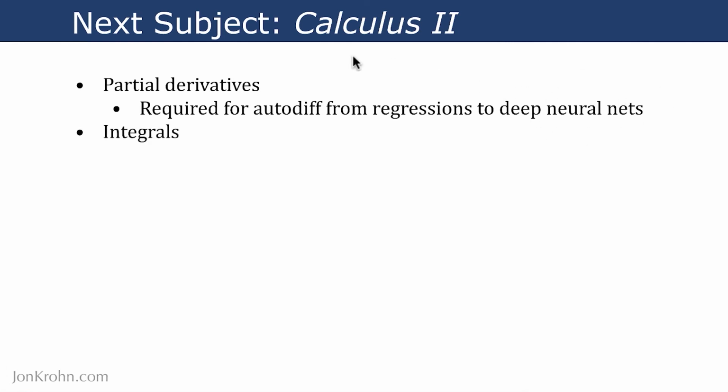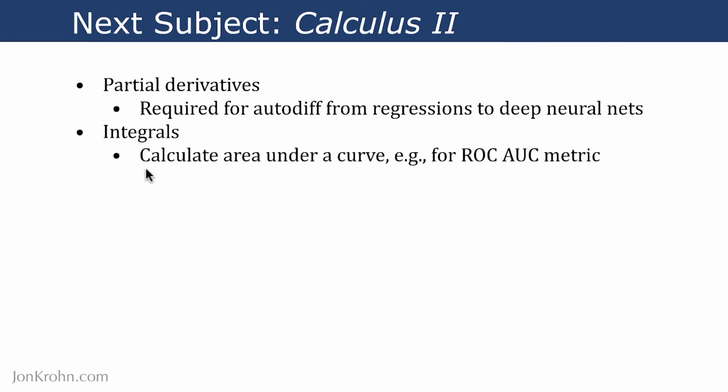And also in Calculus 2, we'll talk about integrals. This allows us to perform kind of the opposite of differentiation. We can calculate the area under a curve. And this is useful, for example, for calculating a really useful metric in machine learning called the receiver operating characteristic metric. So in order to do that, we need to calculate the area under that curve, the AUC.